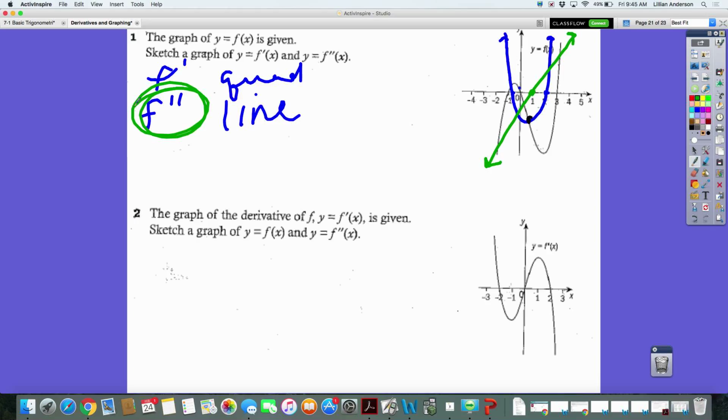Do number 2, and only number 2, and I'll check back in. How we do? Good. Okay.